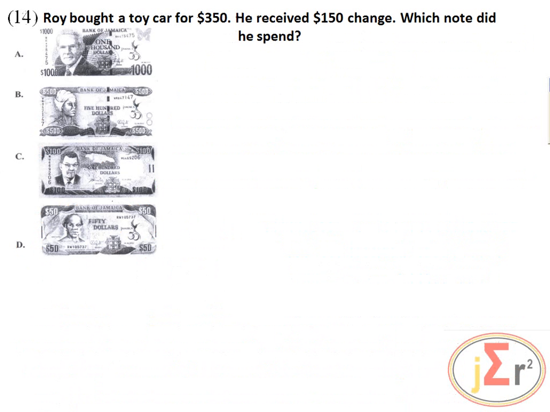Roy bought a toy car for $350. Jerry is so fast with these problems. He received $150 change. Which note did he spend? 200. 500. Right. So he spent $500.